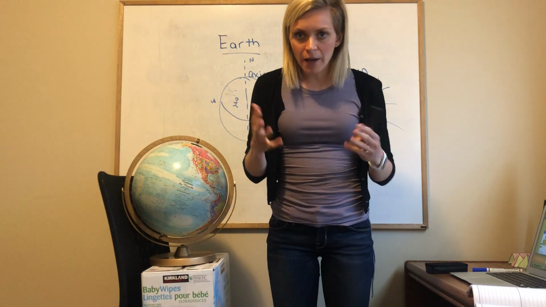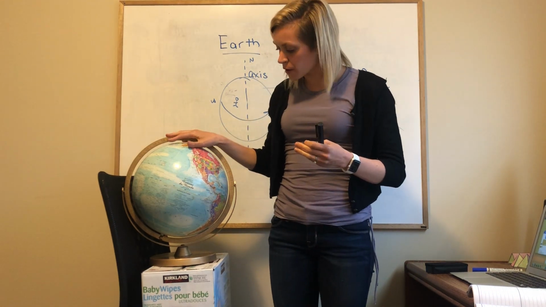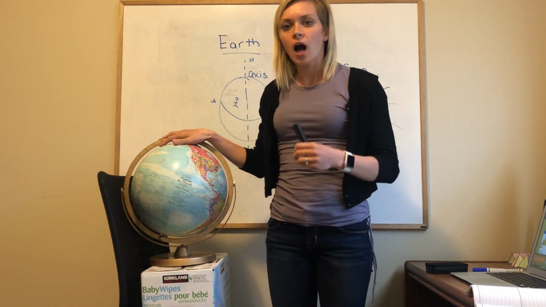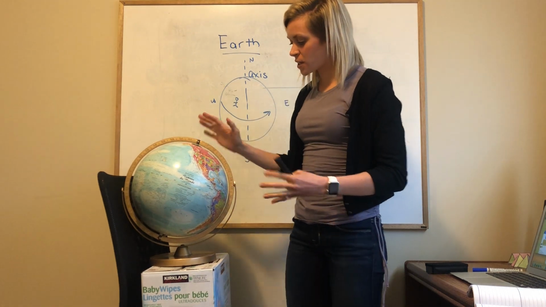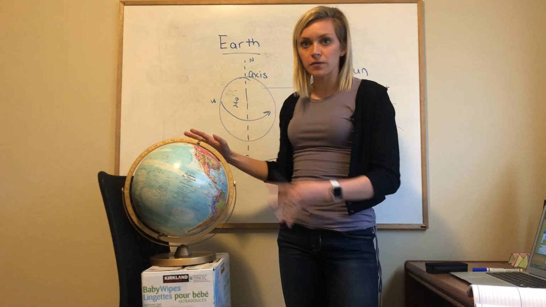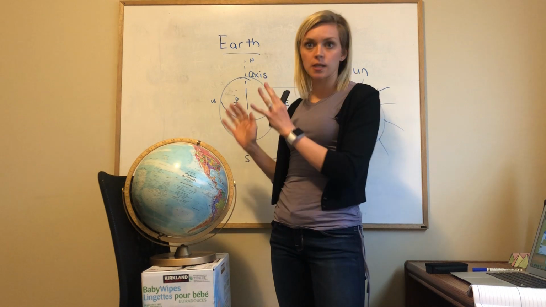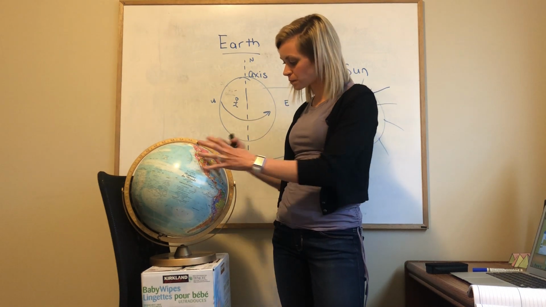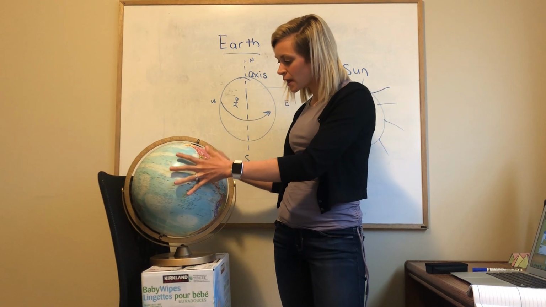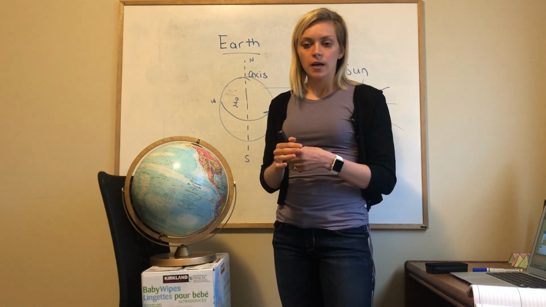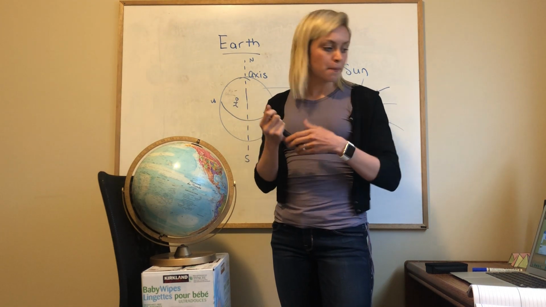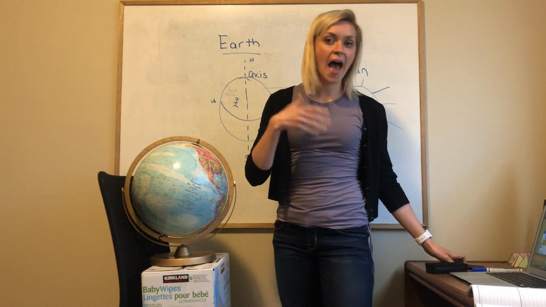So first we have to learn a few things about the earth. So I've got my globe here. A globe is a representation of the earth with all of the countries and the oceans and everything on it. So this is my earth. On my board here I drew something that's pretty important, which is the Earth's axis.